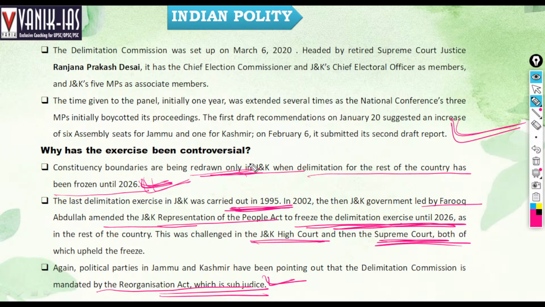And another thing is that when Farooq Abdullah amended the Representation of People Act and froze the delimitation up till 2026, the Supreme Court and High Court both supported it, right? Still, delimitation is happening. That is why it has become controversial.